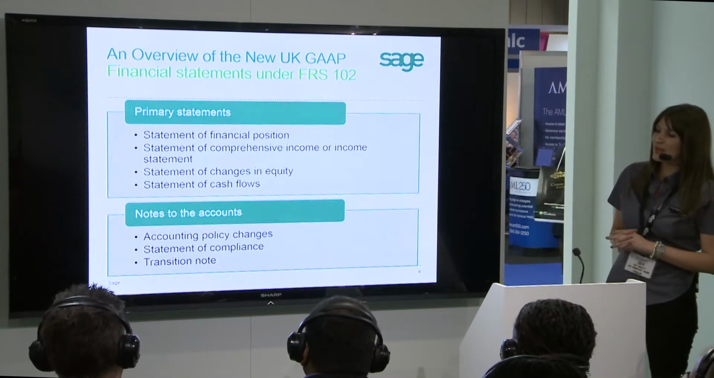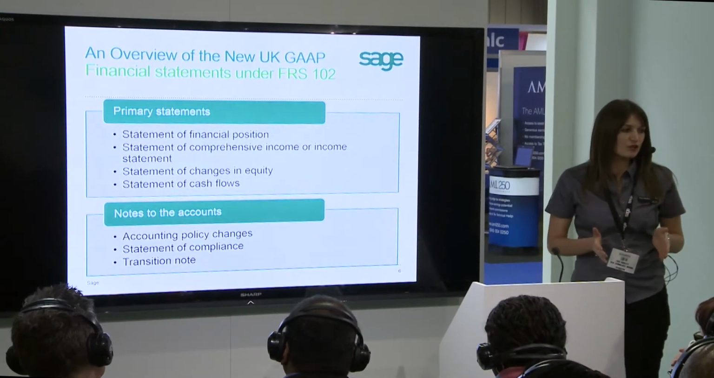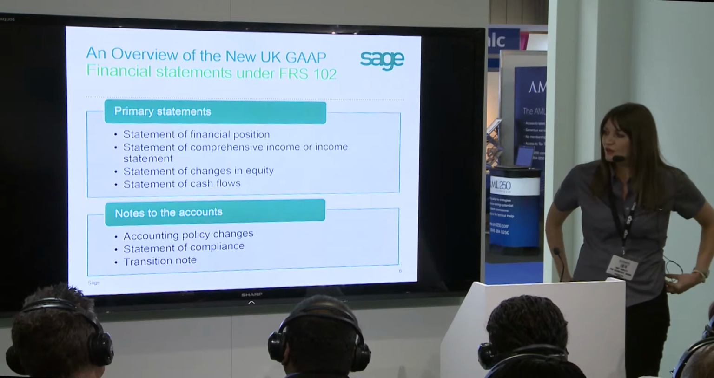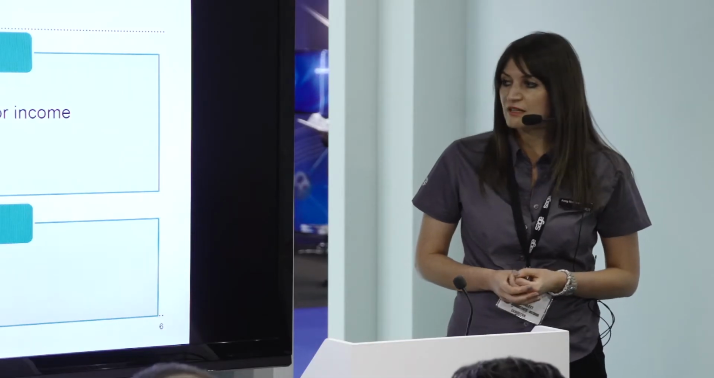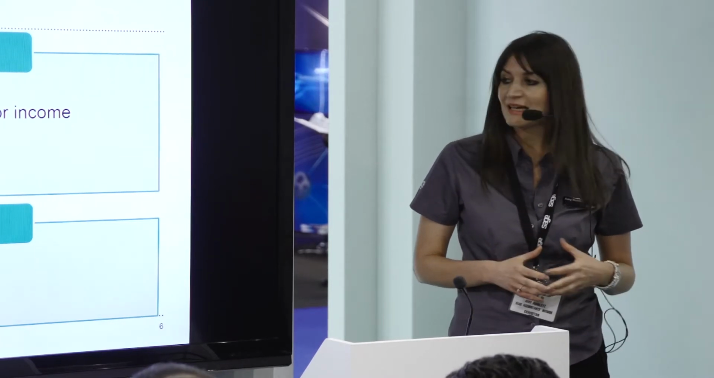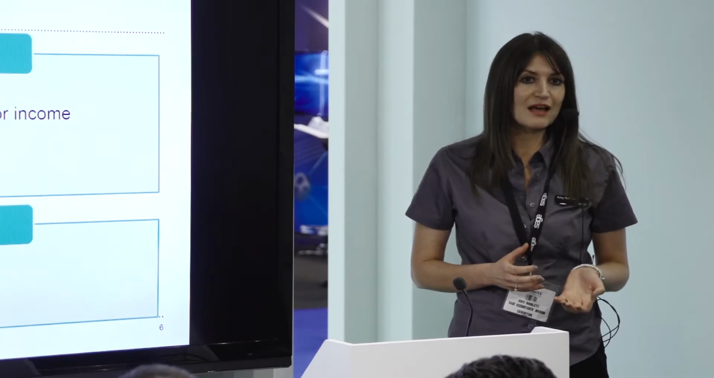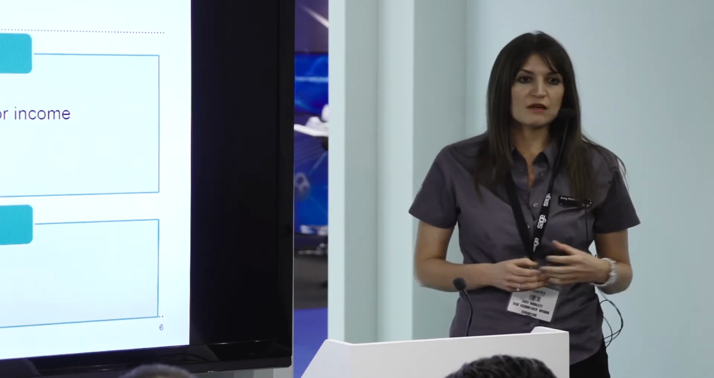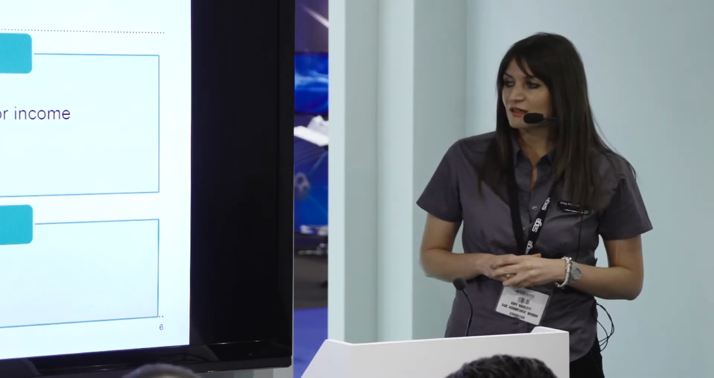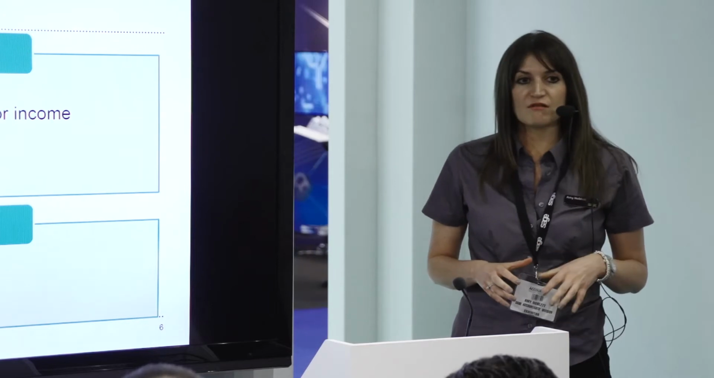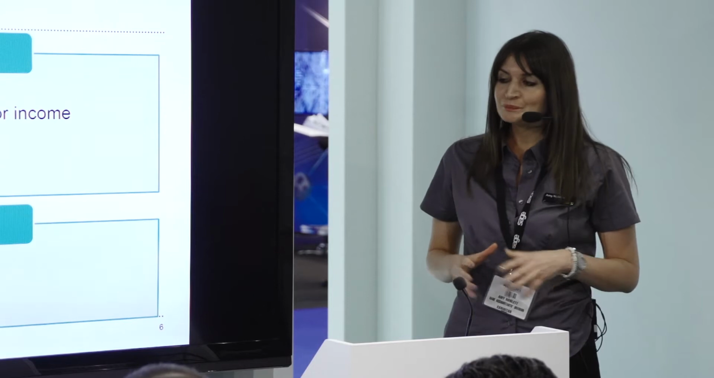And then the notes to the accounts, just to look at how they look different. Obviously your accounting policies are going to be different under FRS 102, so those need reviewing and updating. There's a note required to make a statement of compliance, so FRS 102 requires you to explicitly state that you're following that standard. And also in the first year of adoption of FRS 102, you're going to need a transition note.